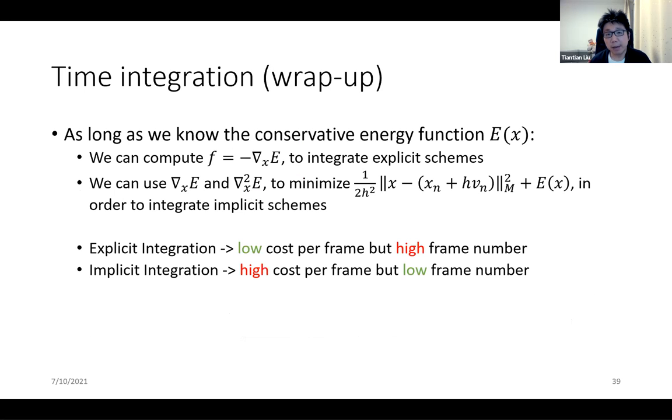To wrap it up, as long as we know the deformation energy, we can always run an explicit or implicit integration to simulate the deformed bodies in time. Usually, the explicit integration costs less per frame, but needs more frames to be stable. The implicit integration costs much more per frame, but allows much, much larger time steps and lower frame numbers. Usually, it is easier to reduce the cost within a single frame compared to enlarging the time step sizes due to the CFL conditions. So we often pick the implicit scheme to run real-time applications.